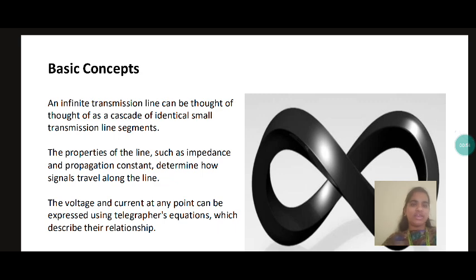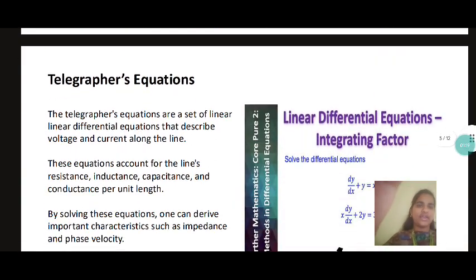The basic concept of an infinite transmission line can be thought of as a cascade of identical small transmission line segments. The properties of the line, such as the impedance and propagation constant, determine how signals travel along the line. The voltage and current at any point can be expressed using the telegraph equations.